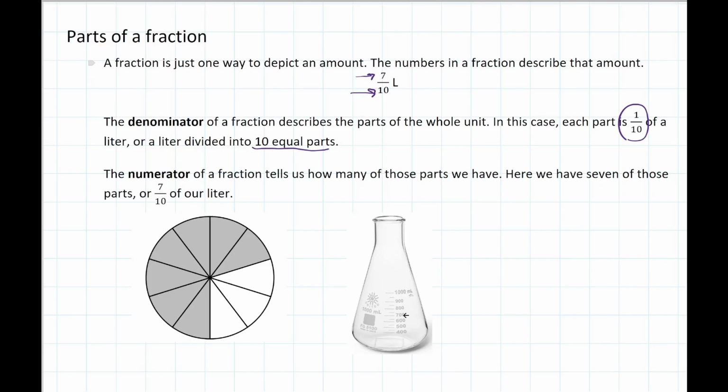So the denominator told us how big those parts were, and now the numerator tells us how many we have. In 7/10, that means I have 7 of these parts. Here's a picture where each of these pieces is 1/10, and 7 of them are colored in. Here's my 1 liter flask. And if it was filled in right to the 700 spot, that would be 7/10 full, assuming that here is full, not all the way to the top.